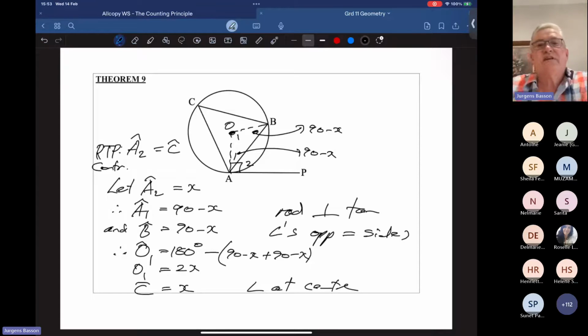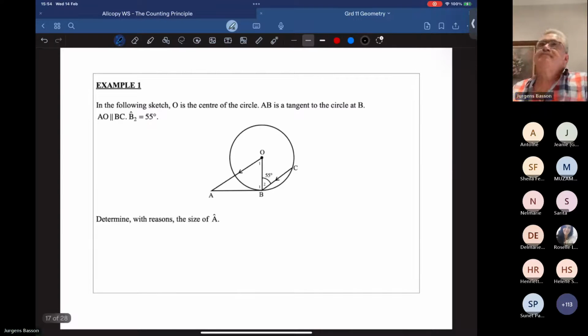So just to give you an alternative proof, my experience when I did this with 11s and 12s over the last number of years, majority of them told me they find this proof much easier. But it's all up to you. If you're not fond of it, please leave it and use the one where we draw the diameter. So that is our last group. So we have now all 9 theorems.